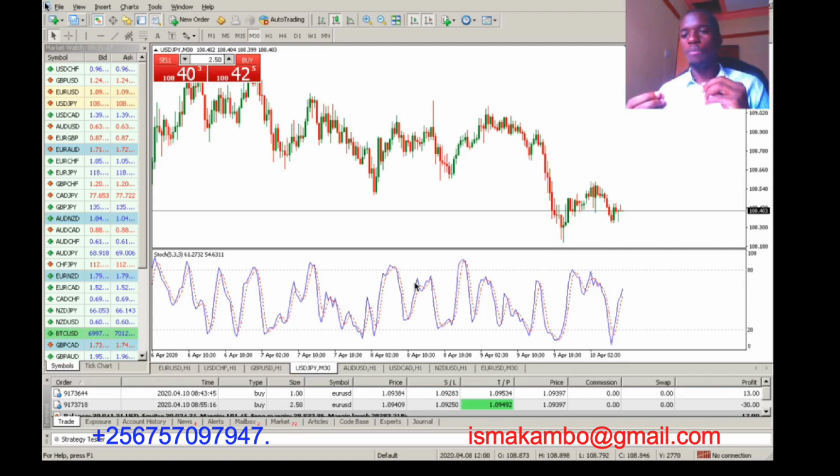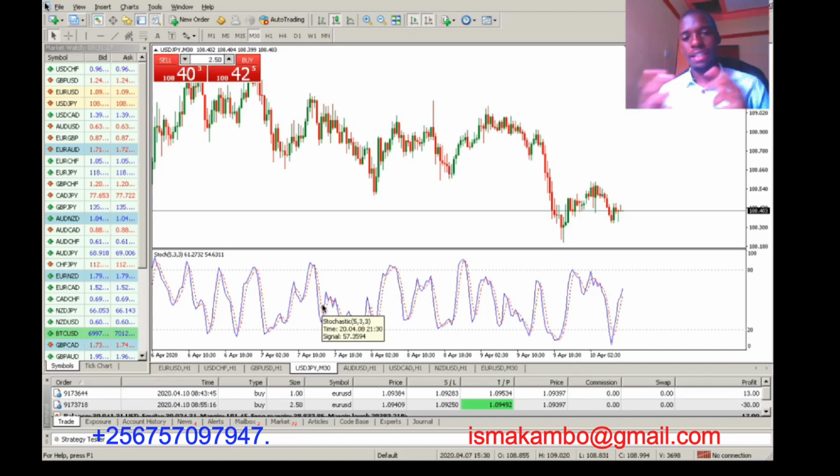indicating that readings below 20 are the oversold territory, and the readings above 80 are the overbought territories, extremes or conditions, whatever you may prefer to call them. Now, it's made up of two lines. When we look at it critically, this is how it looks. It is made up of two lines.